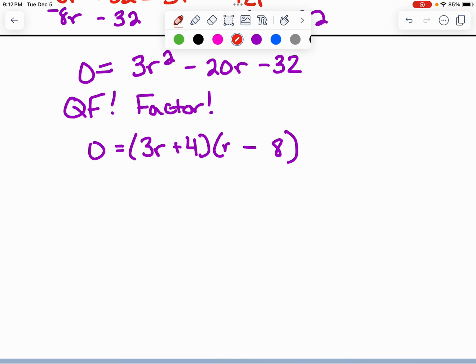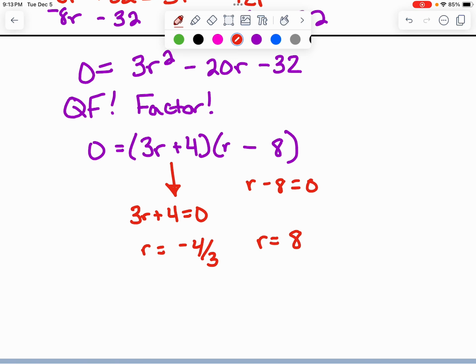Now if you're doing the quadratic formula, what does this parenthesis get you? Some of them are probably doing the quadratic formula and just laughing right now at us. They can laugh all they want. Negative 4/3, and what will this one be? So that equals 8.